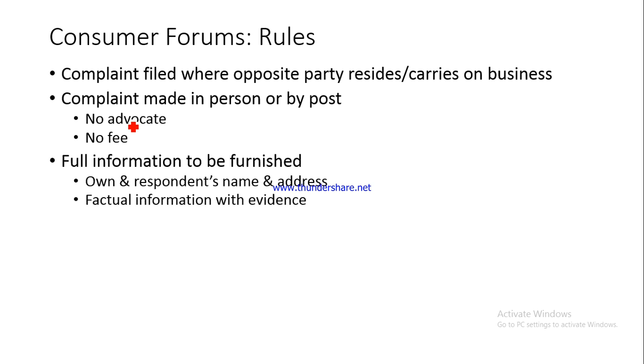Full information has to be furnished. While you are filing your complaint, you will have to furnish all the information regarding the case. You will have to mention your own name and the name of the opposite party, that is the respondent, and you have to mention the addresses. You have to mention the factual details and the proofs. What would be the proofs? The receipts, the other communication that you have had with the seller. All these would be proofs, and you will have to submit these proofs also, and then talk about the factual details of the complaint.